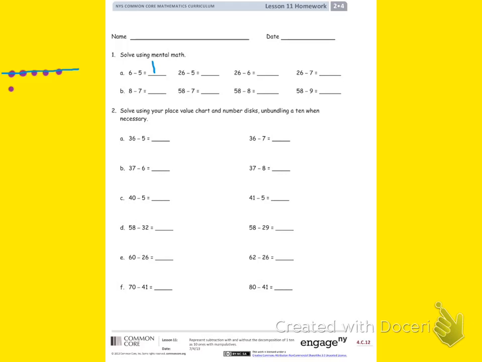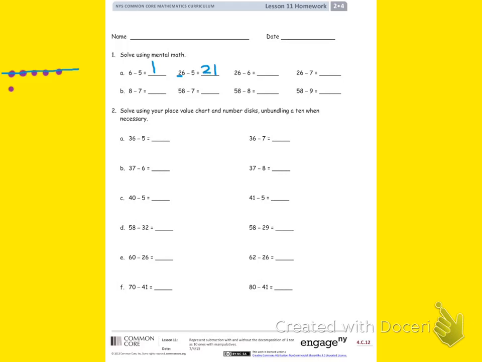Now, looking at 26 minus 5, I see that it looks just like the first problem. The only difference is that there's a 2 in front of the 6. That 2 is in the tens place, and 2 groups of 10 is 20. So I know that the answer to 26 minus 5 is going to be 20 more than the answer to 6 minus 5. So the answer to 6 minus 5 is 1, and 20 more than that is 21.